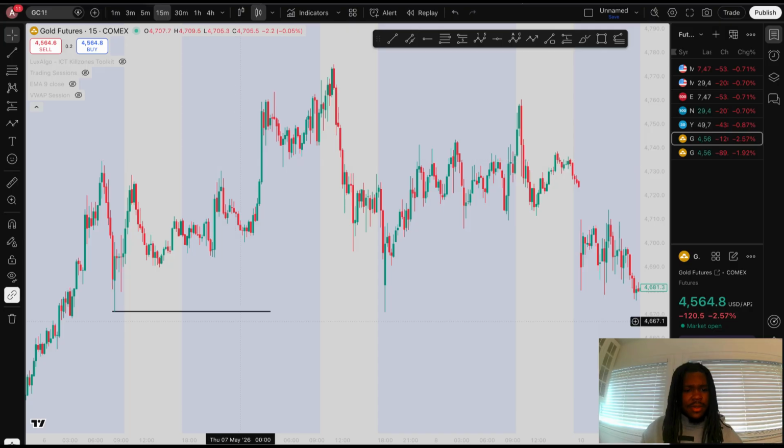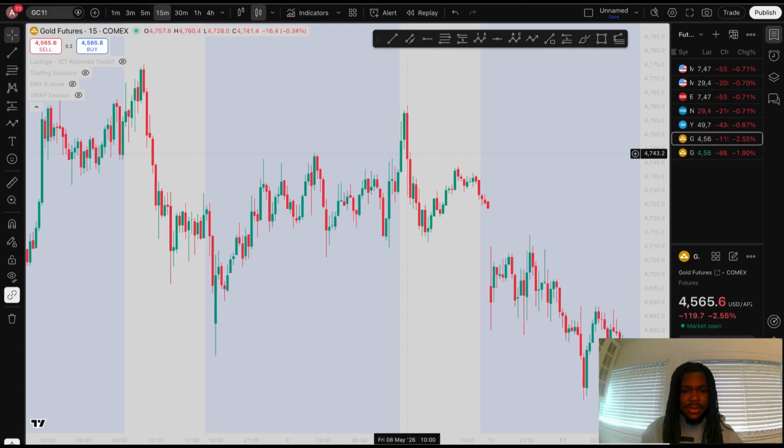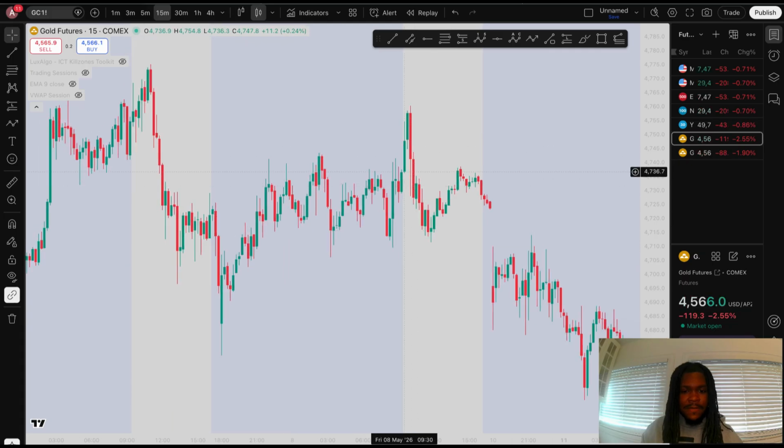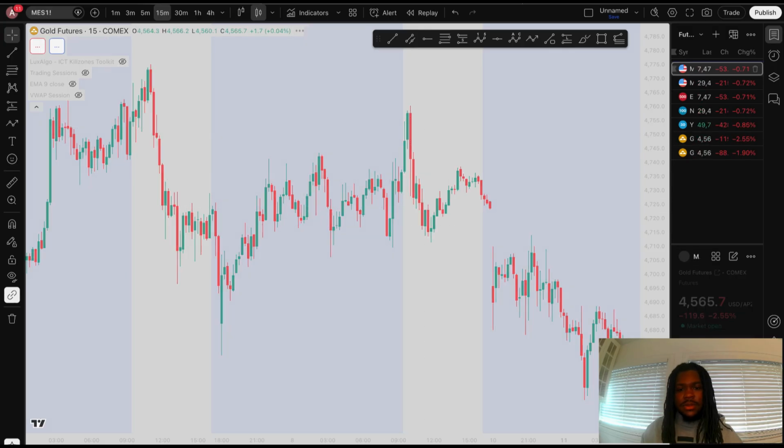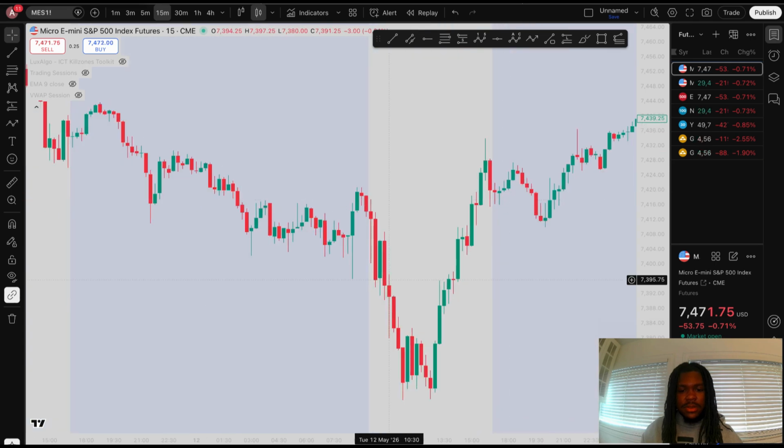So yeah, breaking down price. Basically, candlesticks, these green and red things that you see here, make up price, and price makes up trend. When you see a red candlestick or red candlesticks, we're moving down, we're bearish. When you see green candlesticks, we're moving up, we're bullish. Simple enough.